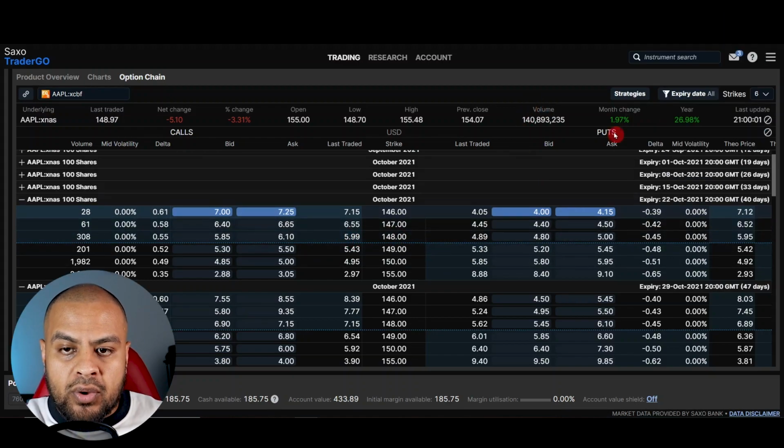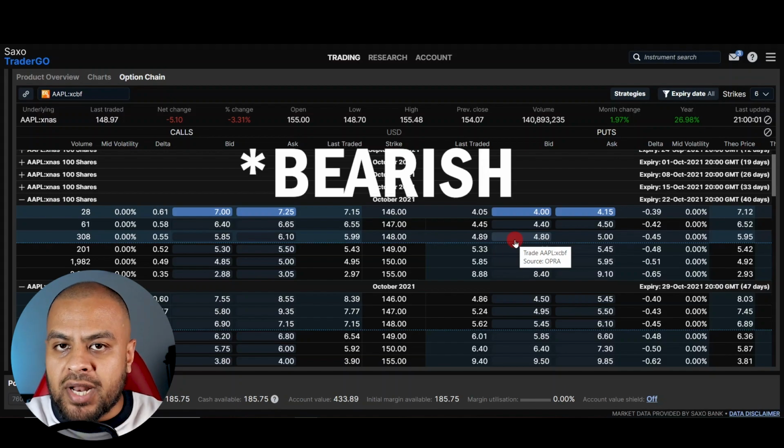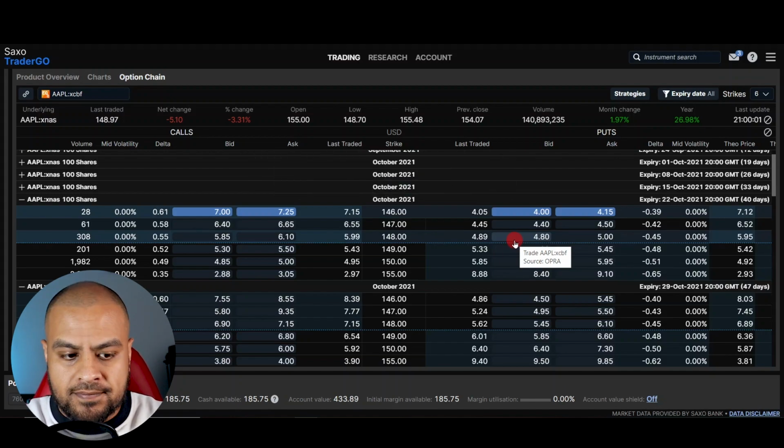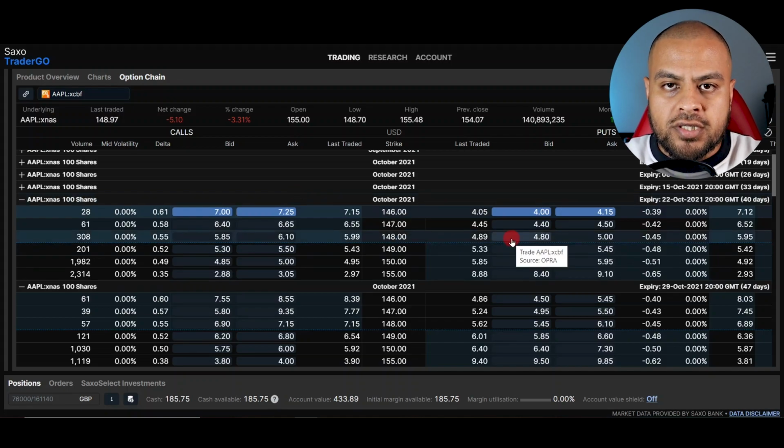On the other side, where we have the puts, what it shows here are the put option prices, and they increase as the stock price decreases. If you're bearish on Apple, you would buy put options. Call options give the buyer the right but not the obligation to buy 100 shares worth of that stock. Put options give the buyer the right to sell 100 shares worth of the stock.